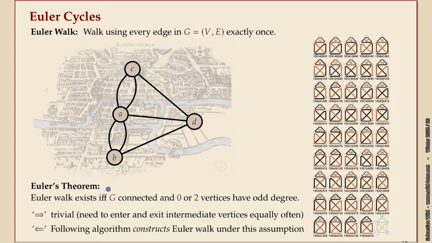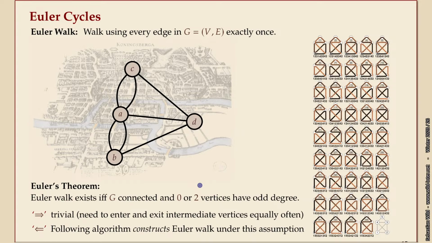There is an Euler walk in your graph if and only if the number of vertices with odd degree is either 0 or 2. If it's 0, then there's a cycle. If it's 2, then there's a path that uses every edge. And if neither of the two applies, then there is no such thing. And you can prove both implications.